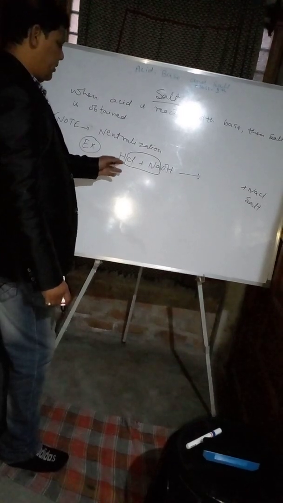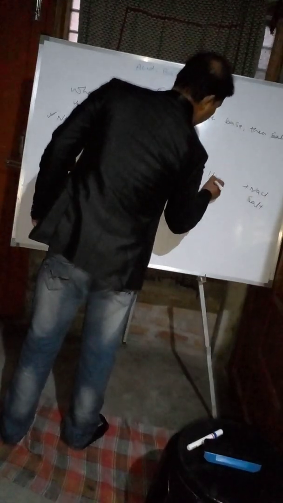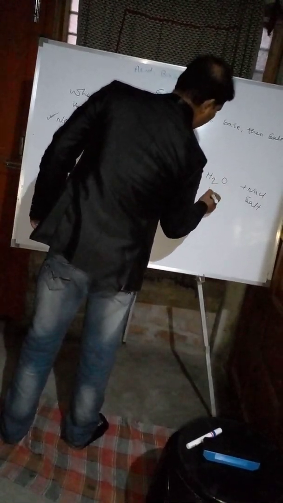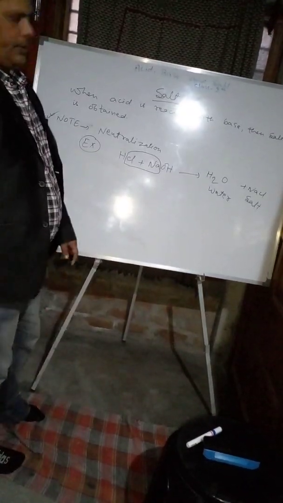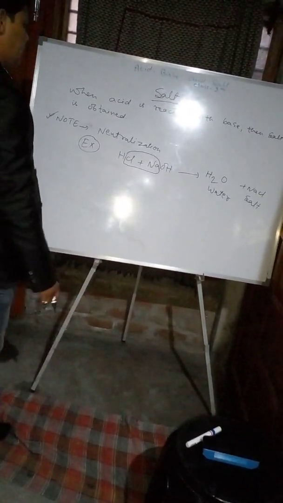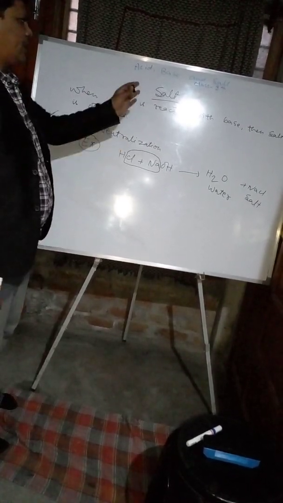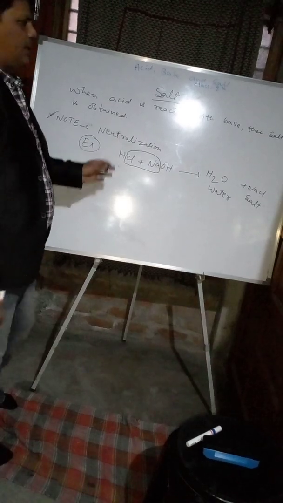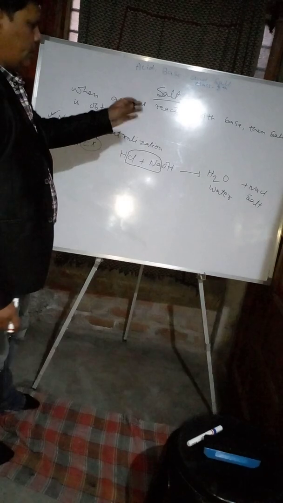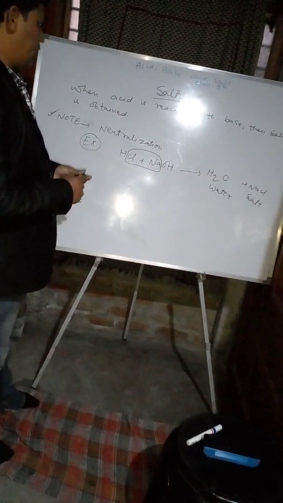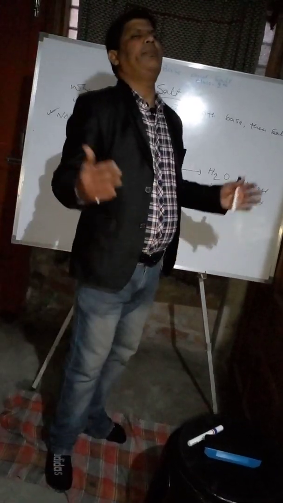And another is H and OH forms H2O. So we get NaCl, common salt, and water. So this process is called neutralization process, and what we get? We get common salt or salt in this reaction. Now I am going to tell you about the indicator, and then we will discuss about the pH scale.